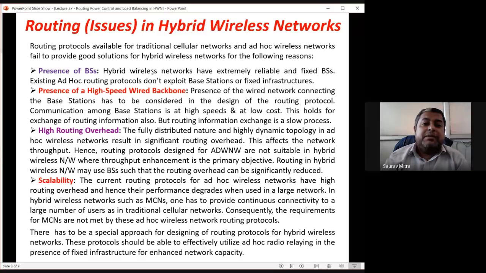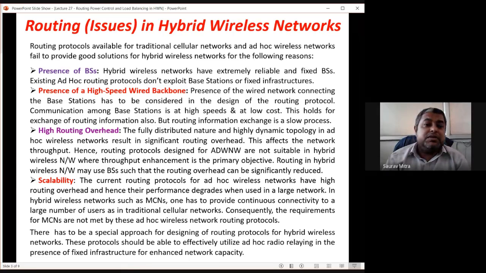Let us see. Hybrid wireless networks have an extremely reliable and fixed base station, because the base station is controlling all the communication between all the MH, that is the mobile hosts, which are nothing but the sensor nodes acting as a source, router or destination. So a hybrid wireless network has an extremely reliable and fixed base station with mobile nodes. Existing ad hoc routing protocols don't exploit the base stations or fixed infrastructure. In ad hoc routing protocols there is no mention of a base station, because ad hoc networks are not using base stations.